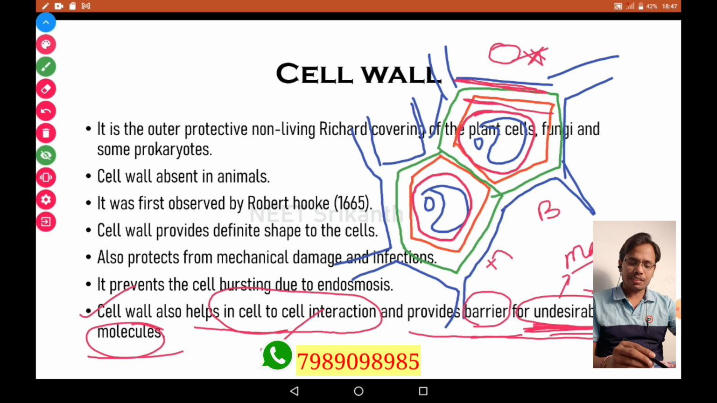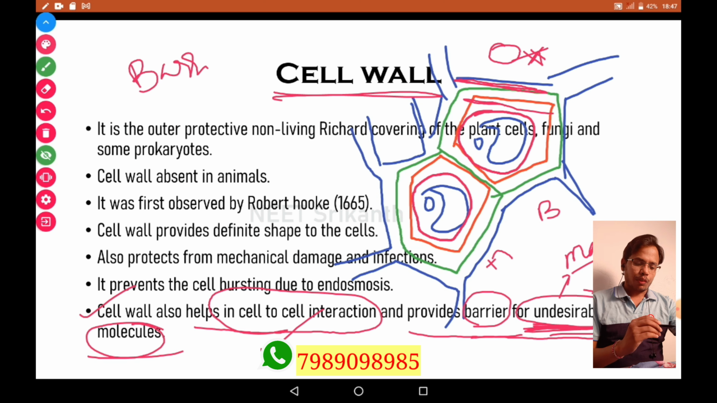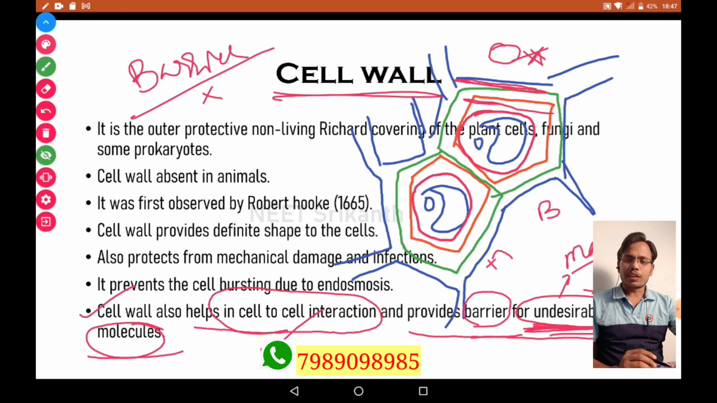That's why the cell wall acts like a barrier. Are you understood what about the barrier? A barrier is nothing but something that prevents the macromolecules' transportation inside the cells. Okay, then next.